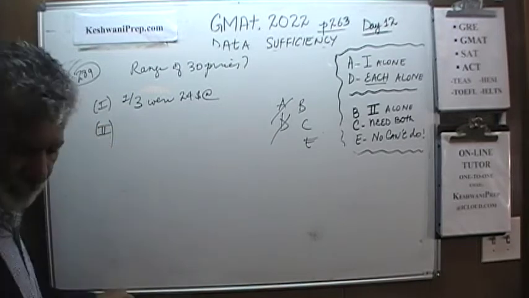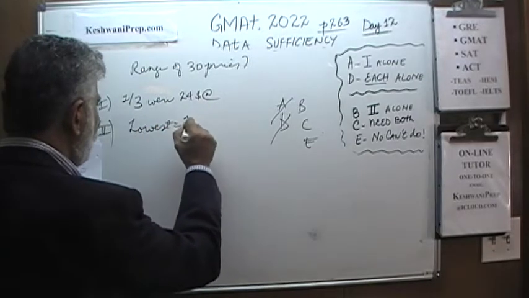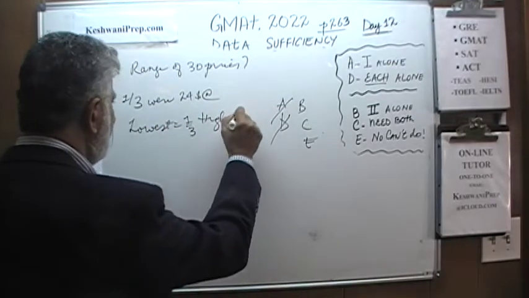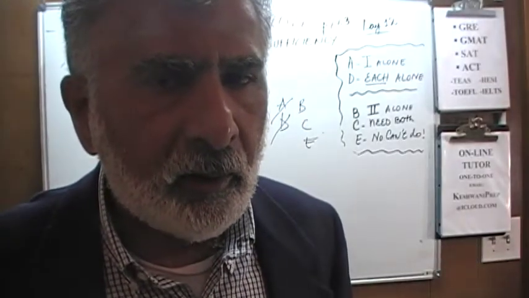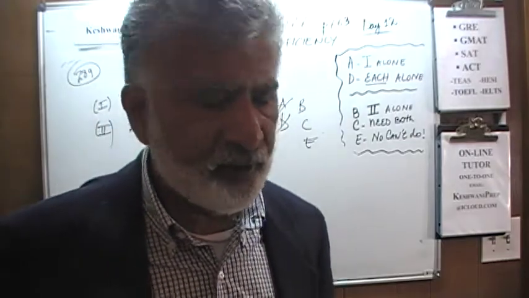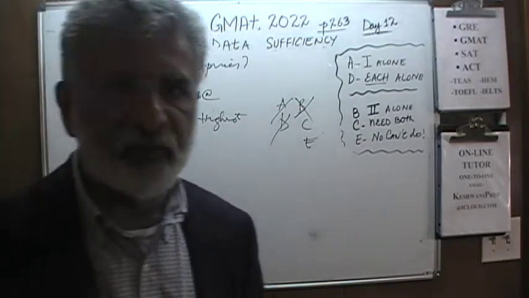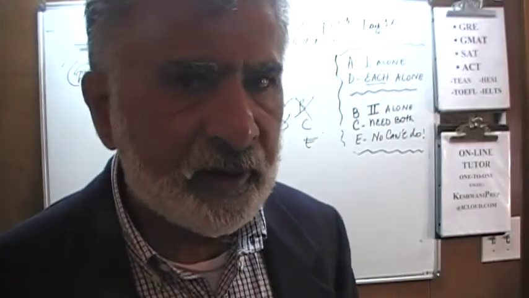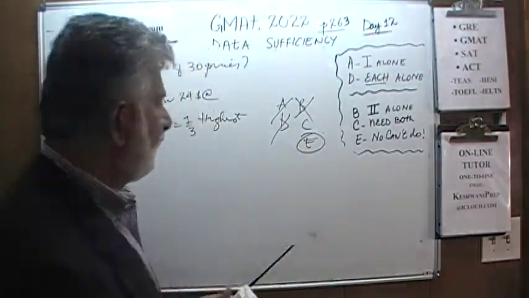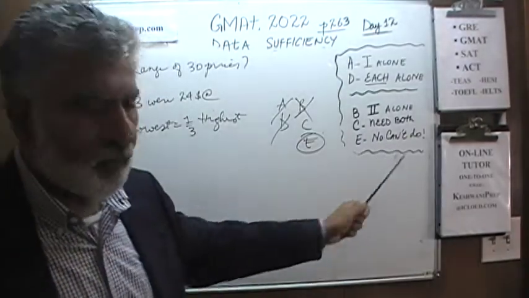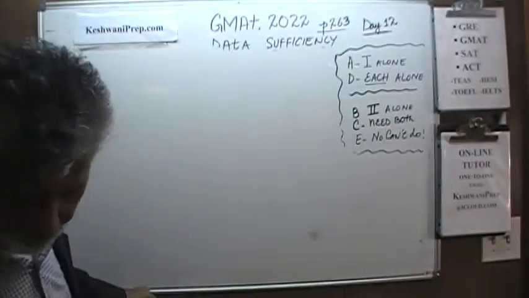Second statement tells us that the lowest price was one third of the highest one. In other words, the most expensive purse was sold for three times the amount of the cheapest one. That doesn't tell us what the range is. And even when we put them together, knowing that 10 of those prices were exactly $24 and the most expensive one was sold for three times the price of the lowest one, doesn't tell us what the range is. The answer is E, because even when we put them together, no can do. That was 289. Let's see what 290 says.